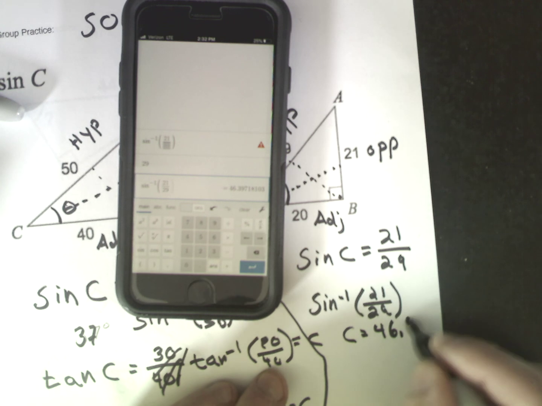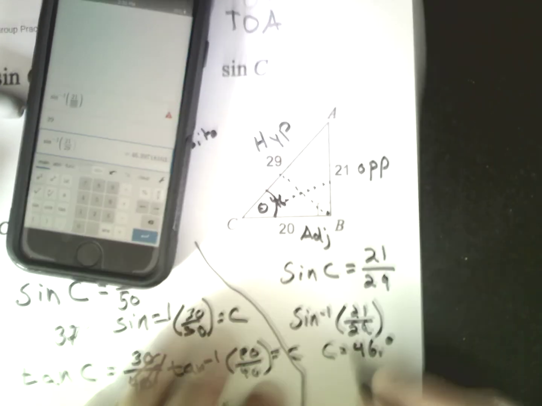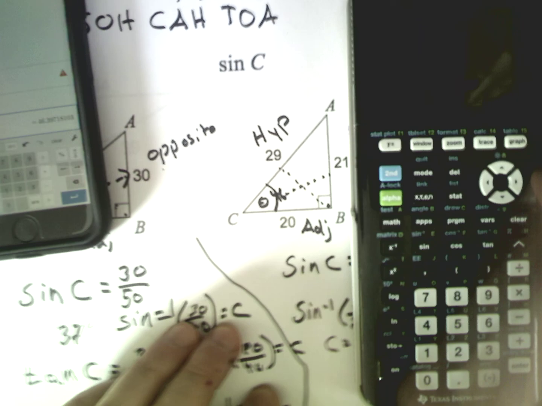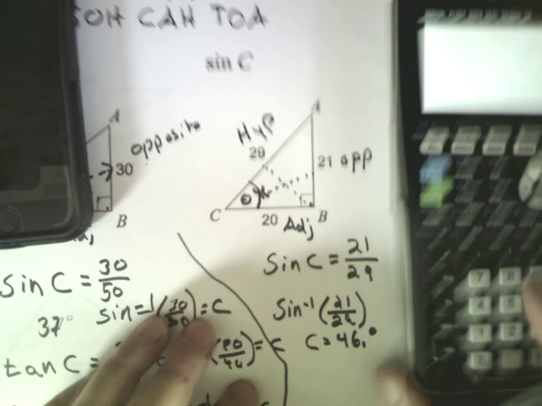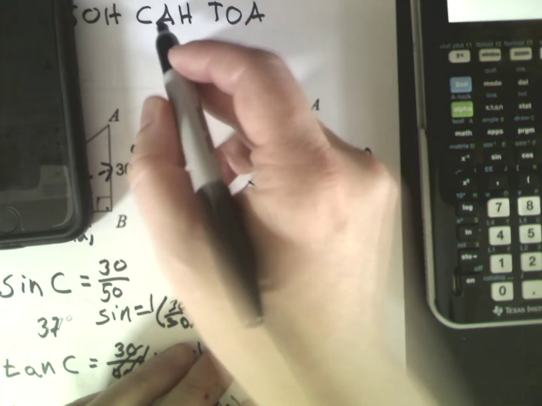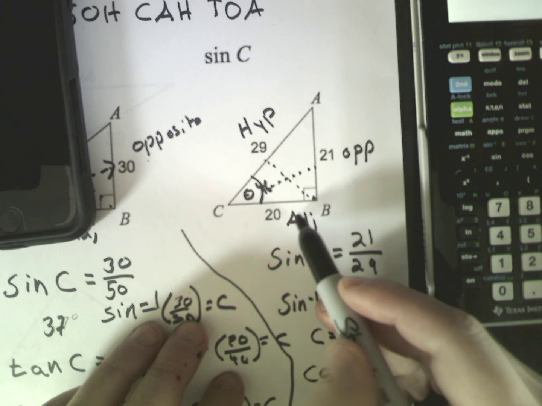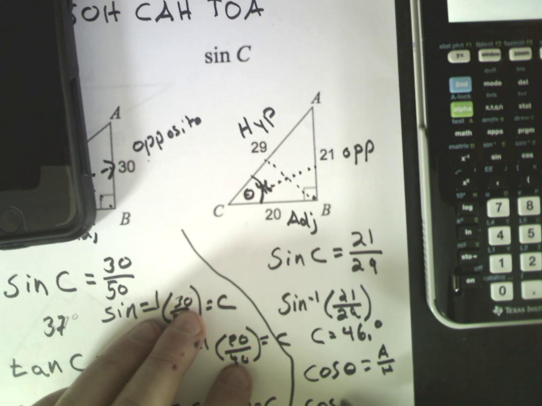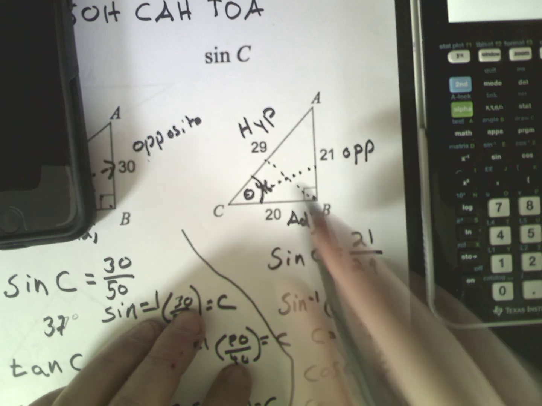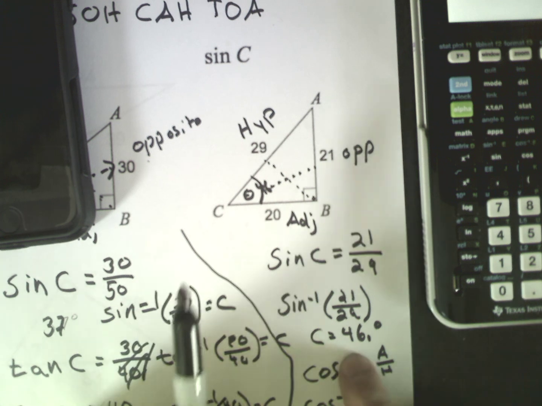I'm going to round it to 46 degrees. So that's saying this angle here is 46 degrees. Now, let's see if the other ones work. I'm going to use the other calculator because at least it comes up a little bit clearer. So let's use cosine. Cosine is adjacent over hypotenuse. Well, adjacent is 20, so I'm going to use cos -1, 20 over hypotenuse, which is 29. I'm going to hit enter, and I should get 46 and change.